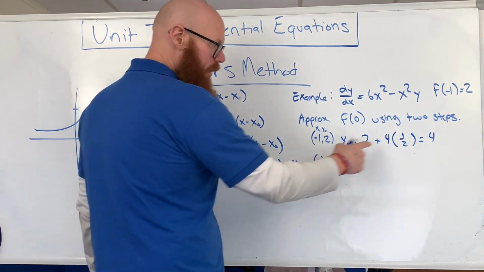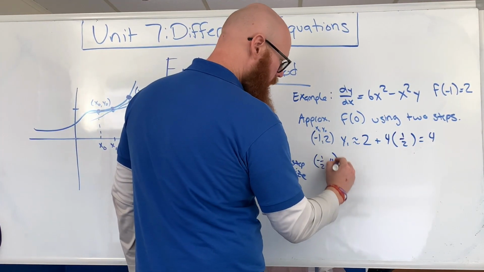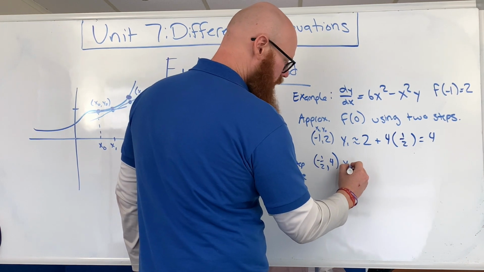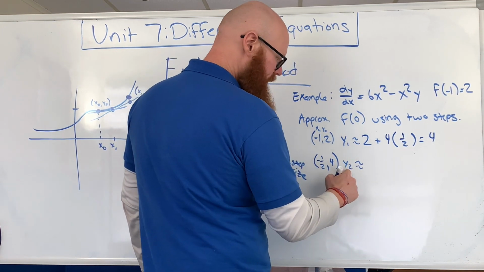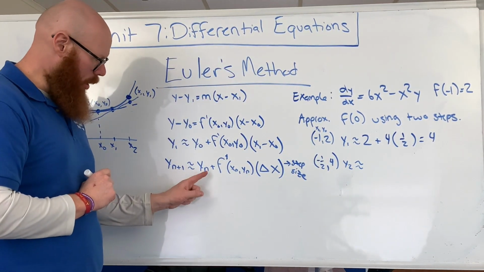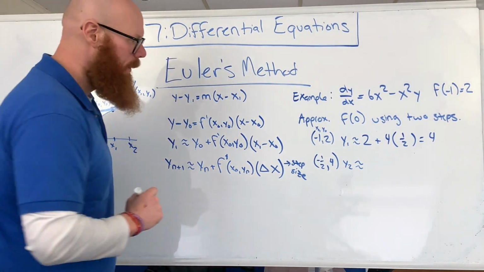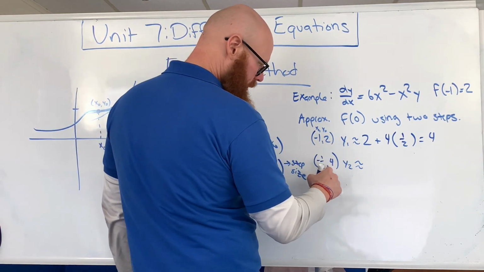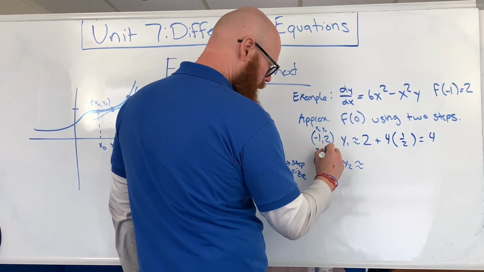And my y value is now this 4. Now we're going to go again. We're going to find our second approximation, but this is going to be based off of y1. So when this is 2, then all of these are 1s. So this is x1, y1.